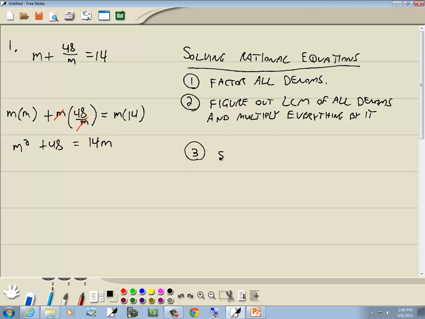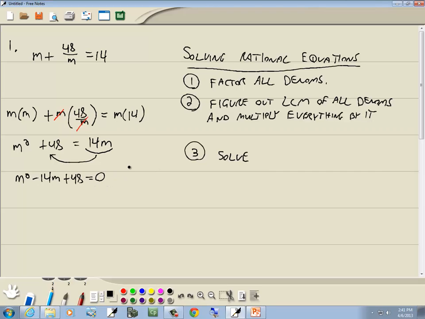And step 3 says solve. And usually I put solve for x, but we'll just say solve. And that's pretty vague. That's what we're doing initially. We're solving. But every problem will be different. This one has an m squared, so it has a quadratic. So when you have a quadratic, you want to get everything over one side, 0 on the other, and see if you can factor it. So I take the 14m over, and we get m squared minus 14m plus 48 equals 0.